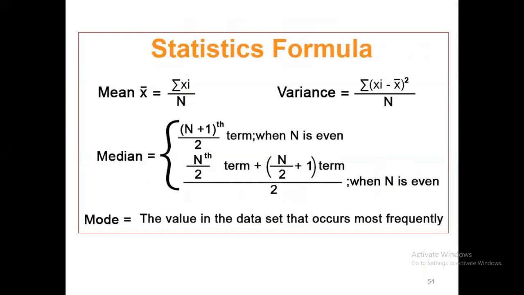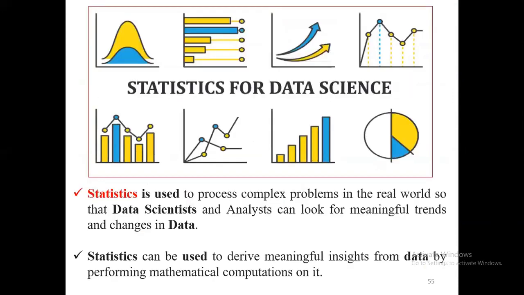And these are the statistics formulas we are using in data science: mean, variance, median, mode, etc. I think everybody knows. Then statistics for data science, we are generating graphs like a sine wave, bar chart, line chart, okay, and error mark chart, pie chart, etc. So it is used to process complex problems in the real world, so that data scientists and analysts can look for meaningful trends and changes in data. So it is used to derive meaningful insights from data by performing mathematical computations on it.